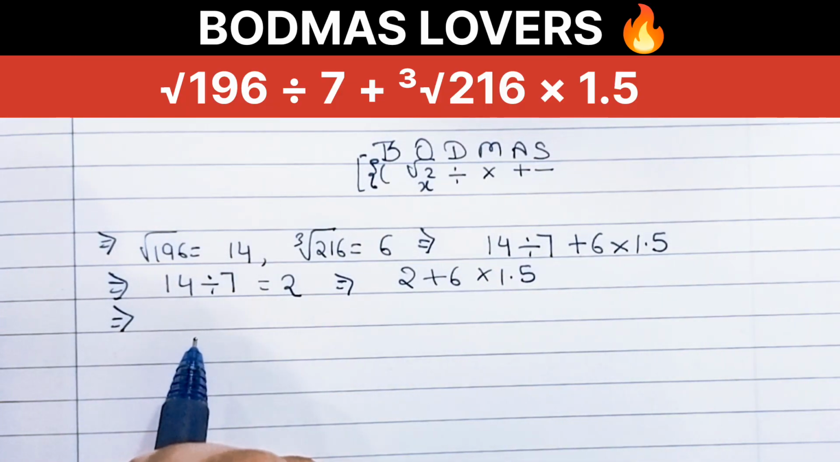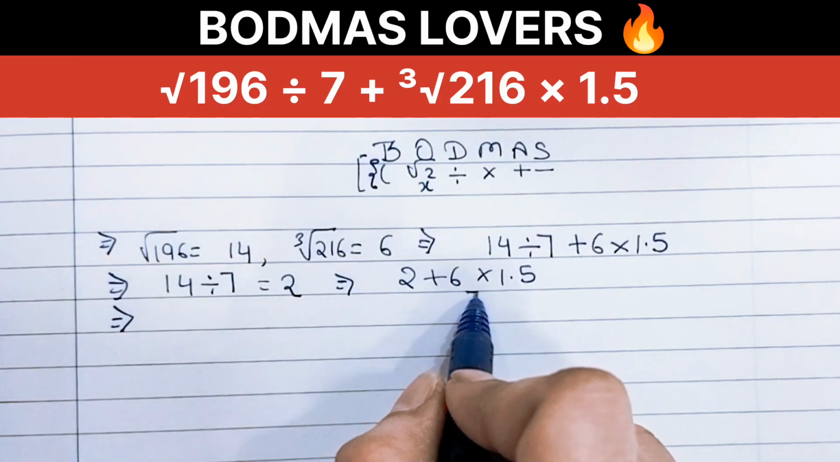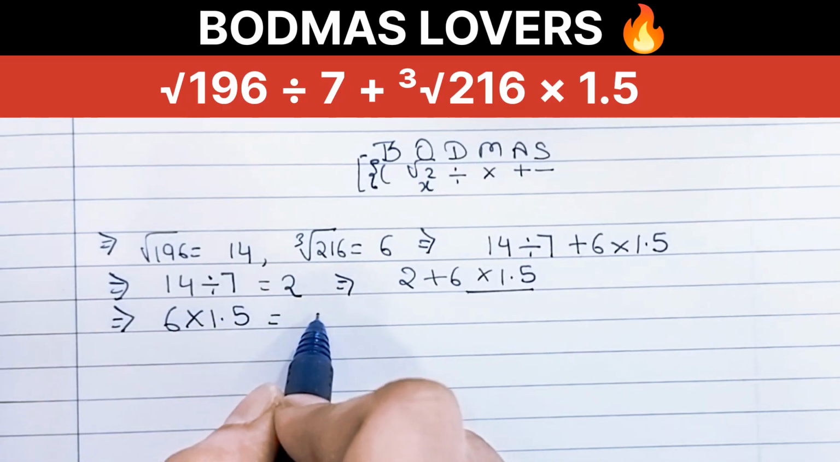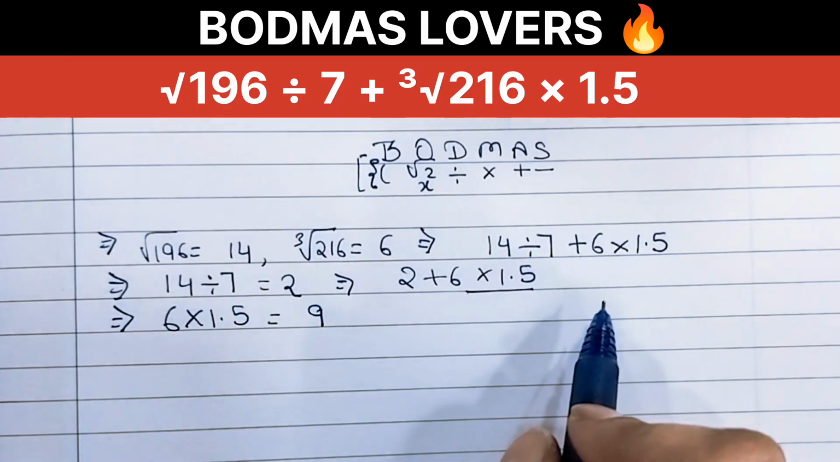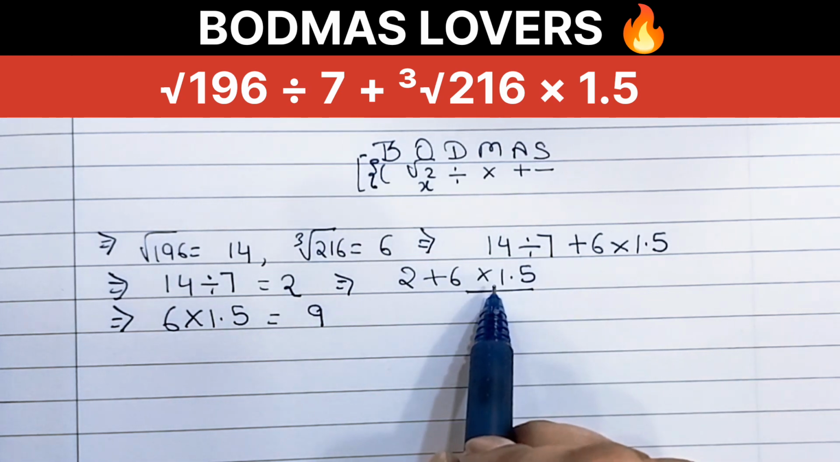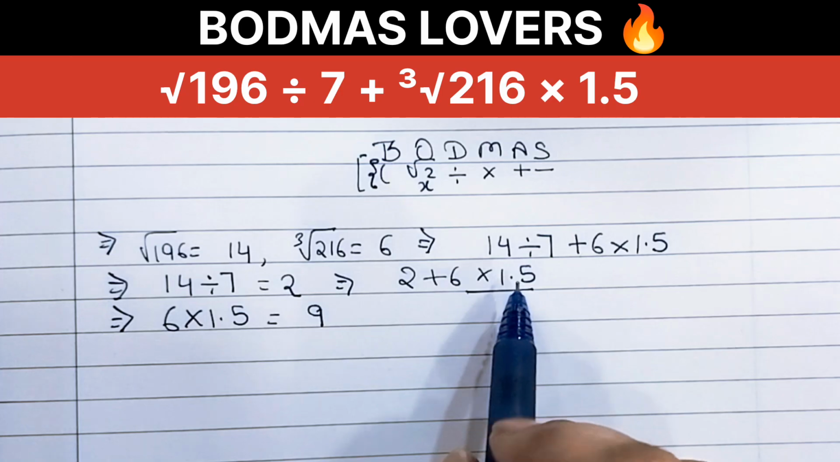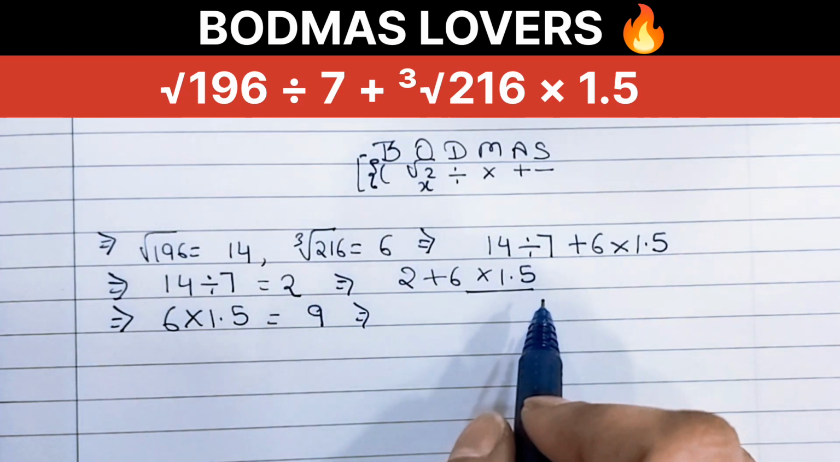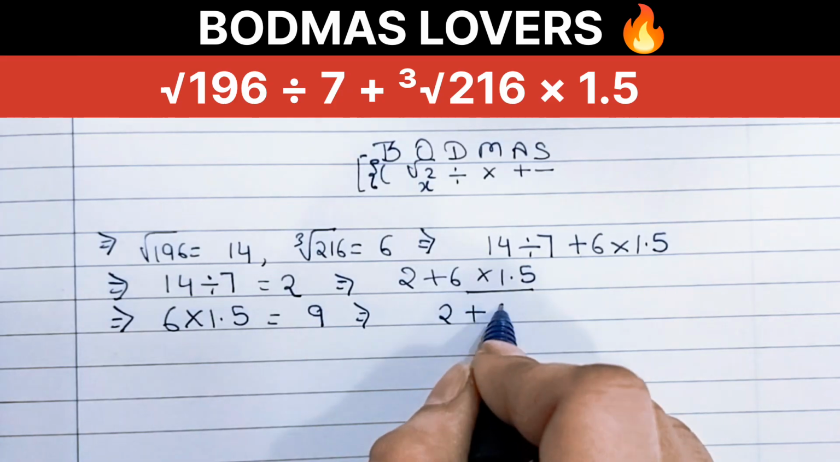Now move to the next step, perform multiplication. Now multiply 6 multiplied by 1.5 and we'll get 9. According to this step, between the remaining addition and multiplication operators, multiplication has higher priority than addition. So now replacing the multiplication part with its result, the expression becomes 2 plus 9.